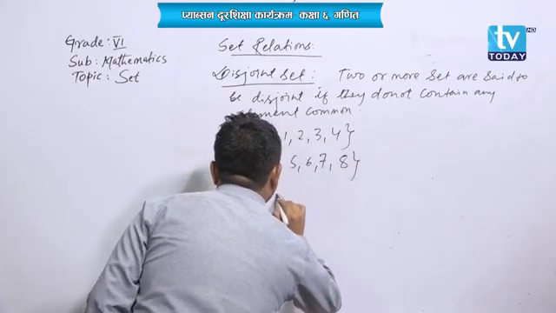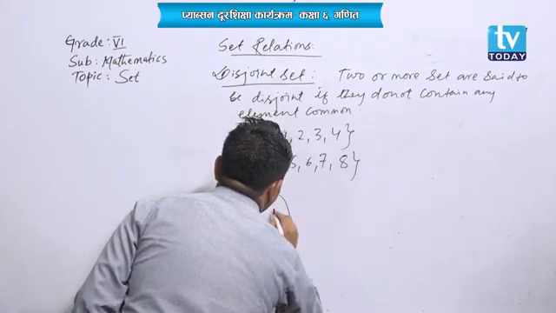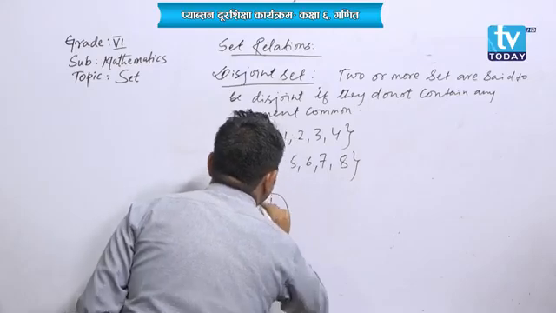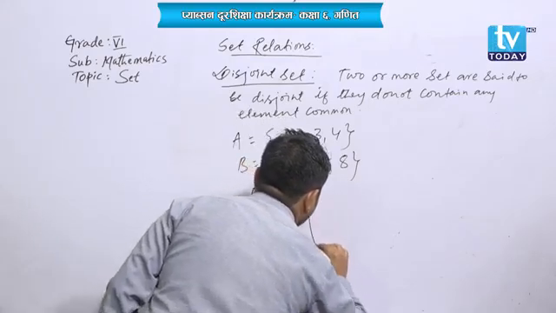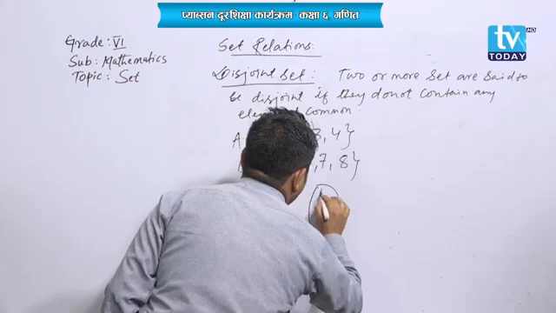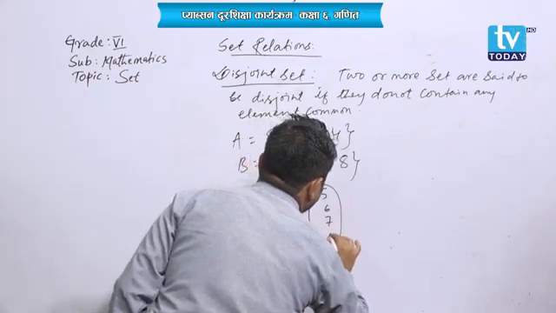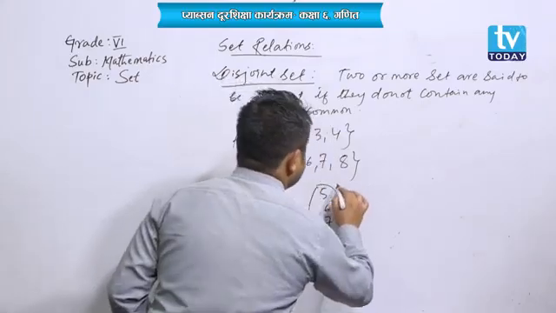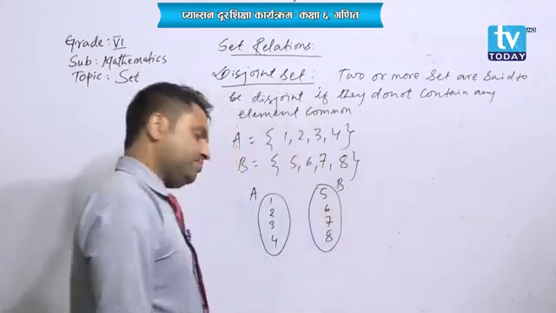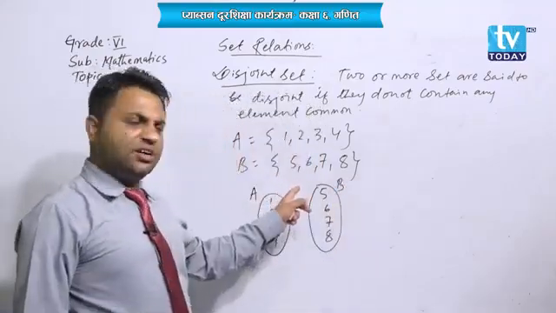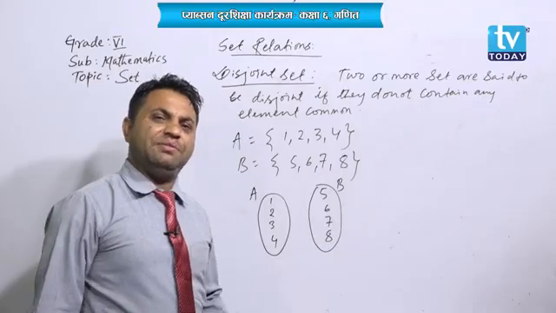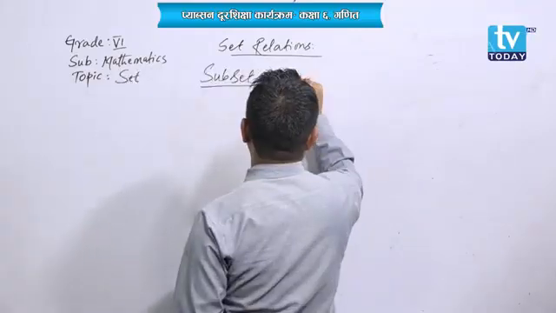Please write all the elements of set A: 1 2 3 4. This is set A, and set B: 5 6 7 8. This is set B. Is that clear? There is no common element.